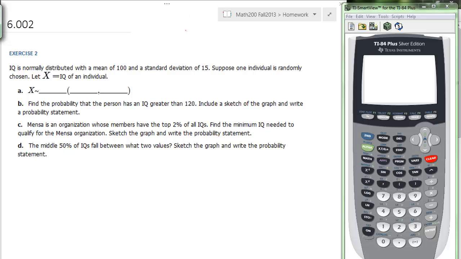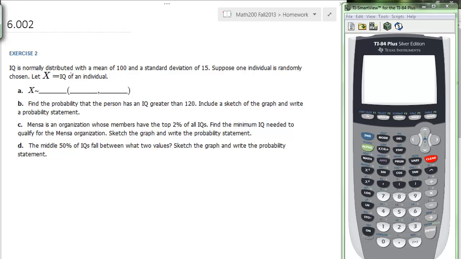Chapter 6, Exercise number 2. IQ is normally distributed with a mean of 100 and a standard deviation of 15. Suppose one individual is randomly chosen. Let x equal the IQ of an individual. Here in this part A, they want us to express the random variable and the probability distribution with the notation.